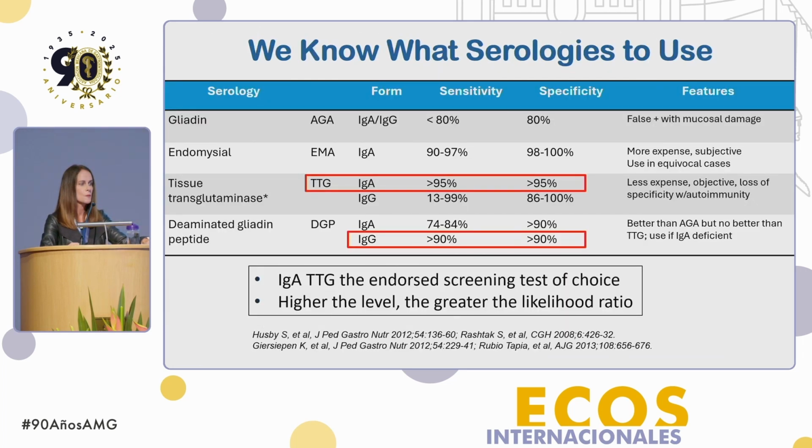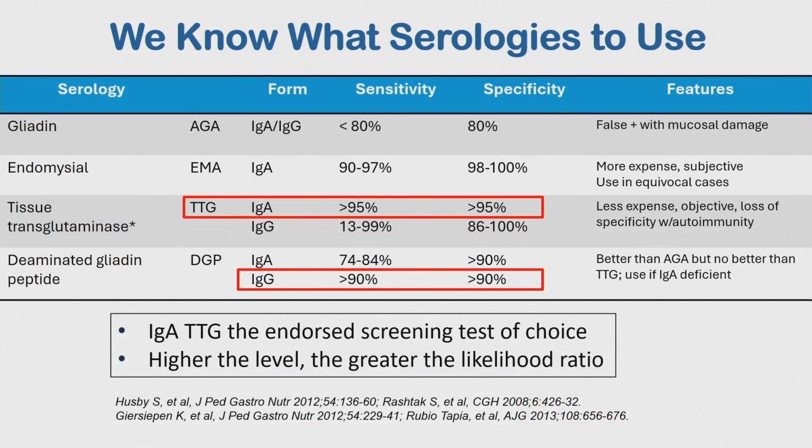Again, you're going to hear more about the serologies that we use, but when you look at the IgA tissue transglutaminase antibody, which is the screening test of choice, you can see that it's over 95% sensitive and specific. So if you have a patient who is TTG negative and serologically negative, you really need to take the steps to make sure you exclude something other than celiac disease, given the antibodies are so good.